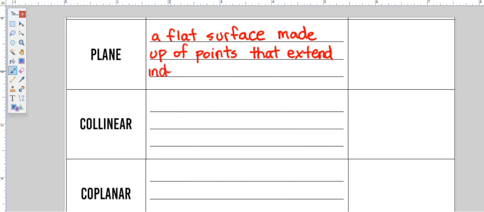You can also use the word infinitely, indefinitely, in all directions.